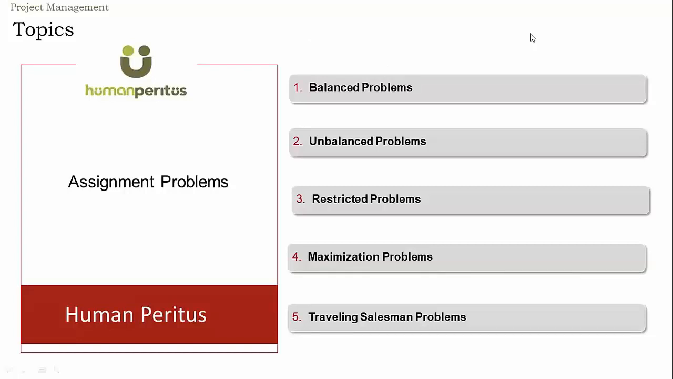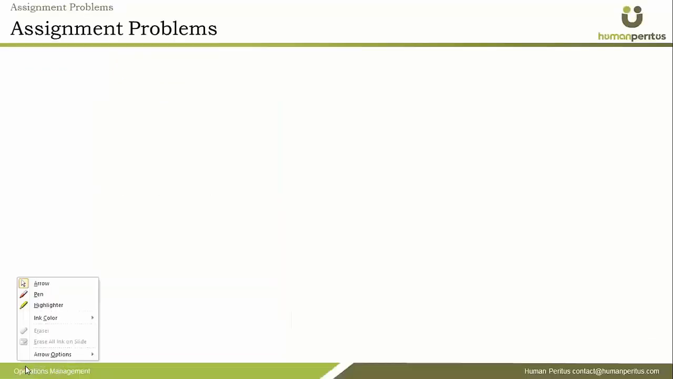So these are the types of problems that we do in the assignment topic. The number one is the balanced problem. Then we will do some unbalanced problems. Then the restricted problem, then the maximization problem and the tracking sequence problem. So more or less, these are all the types of problems that have been covered in assignments. So let us start our session with an introduction to assignment.